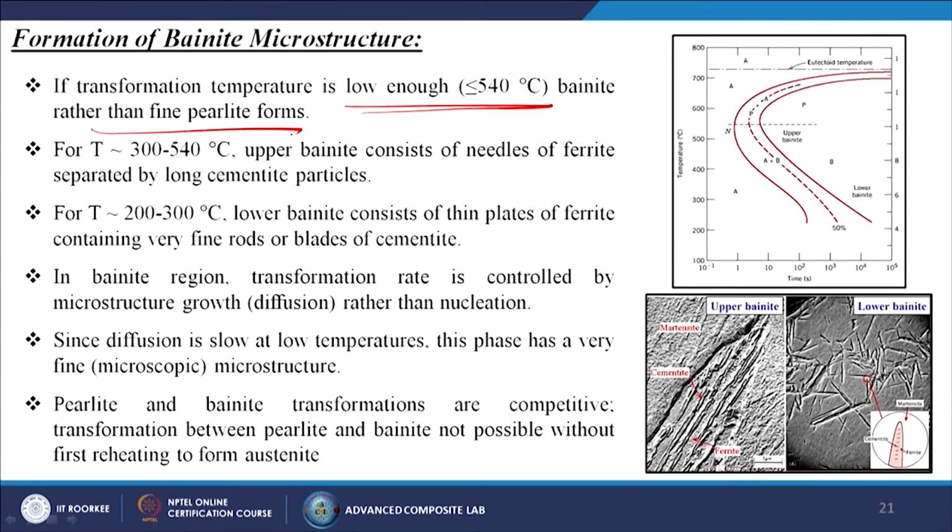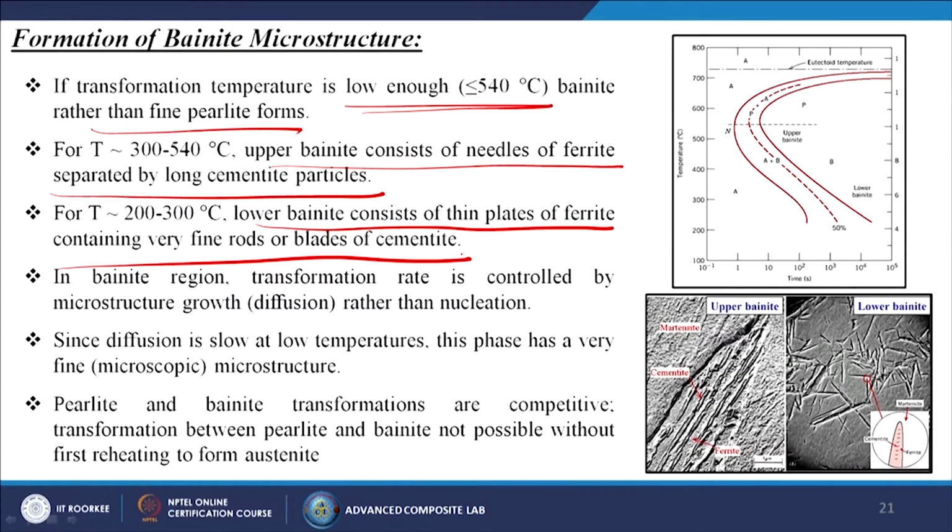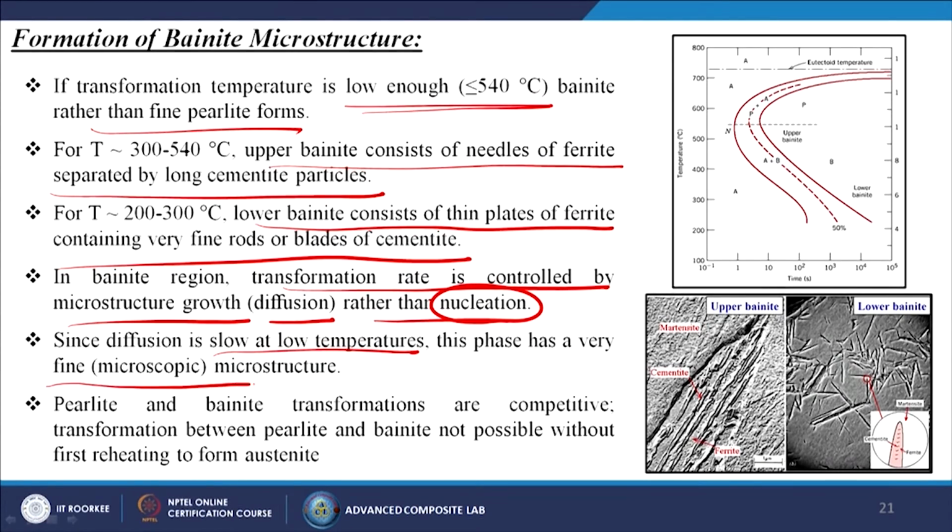For temperature 300 to 540 degree centigrade, upper bainite consists of needles of ferrite separated by long cementite particles. For T more than or equal to 200 to 300 degree centigrade, lower bainite consists of thin plates of ferrite containing very fine rods or blades of cementite. In the bainite region, transformation rate is controlled by microstructure growth, that means diffusion rather than the nucleation. Since diffusion is slow at low temperature, this phase has a very fine microscopic microstructure.